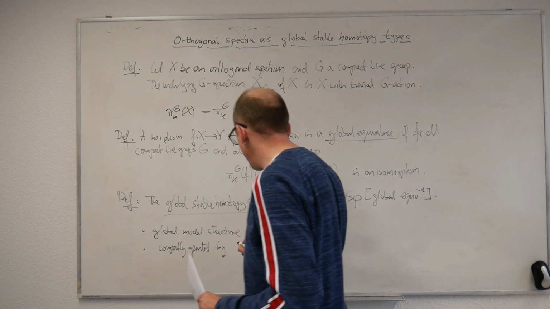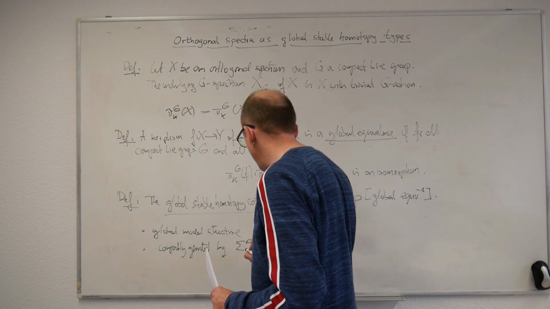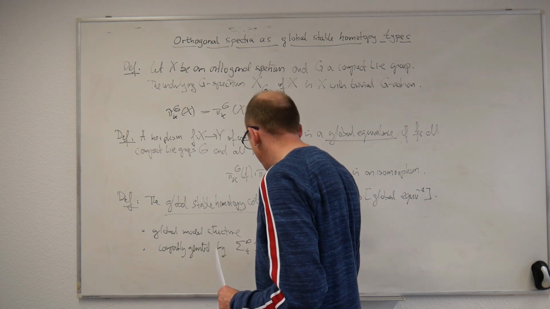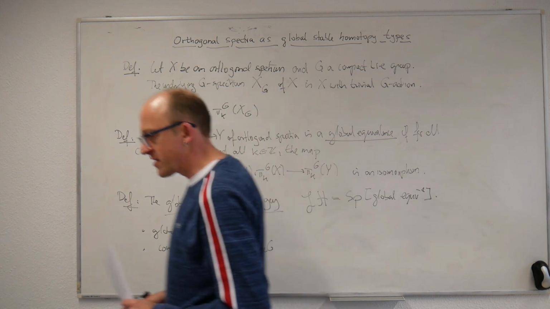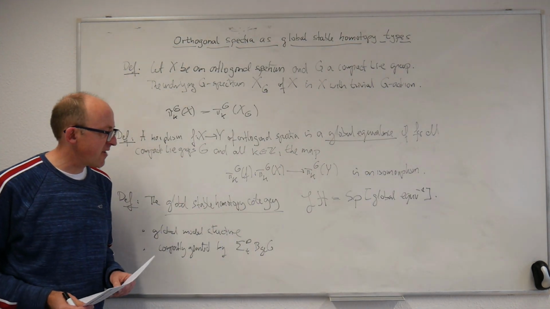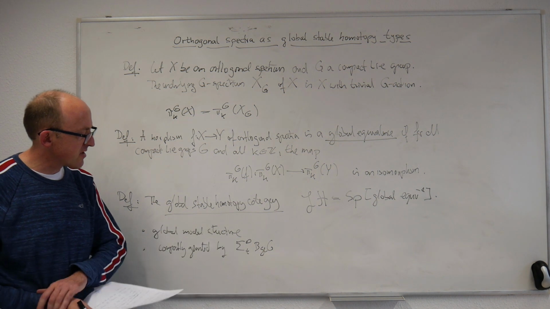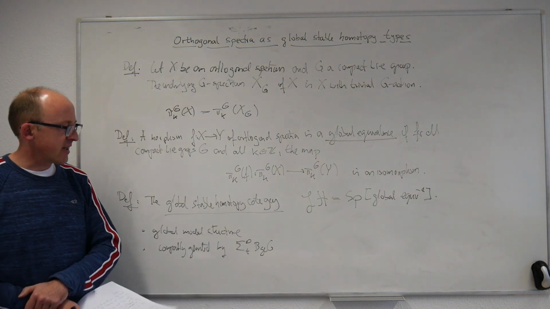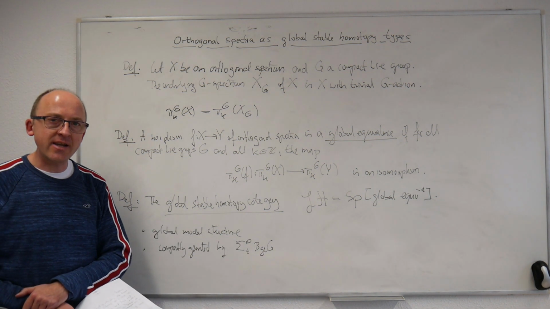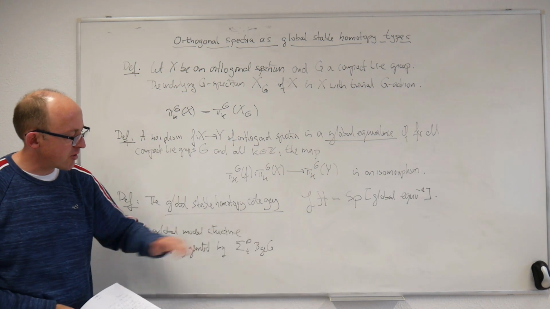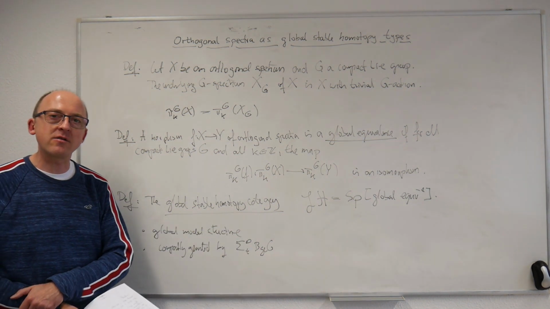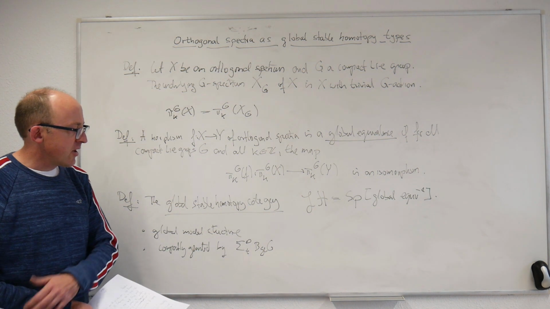The global stable homotopy category is compactly generated by objects that are called, this is unreduced suspension spectra of the global classifying spaces of the compact Lie groups. I will explain this in quite some detail later. These are very important objects. These are the basic building blocks of global homotopy theory.